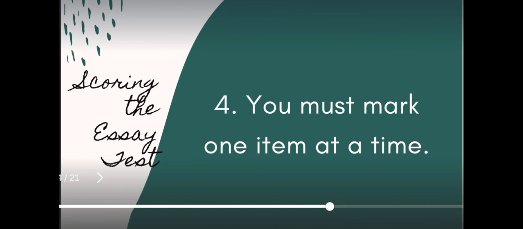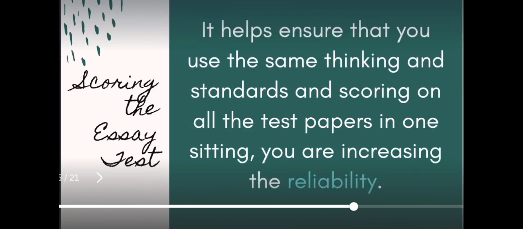So if you had 10 examinees and the essay test is composed of 3 items or 3 questions, you score first test item number 1 of all the examinees before you go to number 2. You finish all checking or marking of item number 1 of all the examinees before you proceed to the next number. Certainly it helps to ensure that you use the same thinking, standards, and scoring on all the test papers in one sitting. You are increasing the reliability as well.